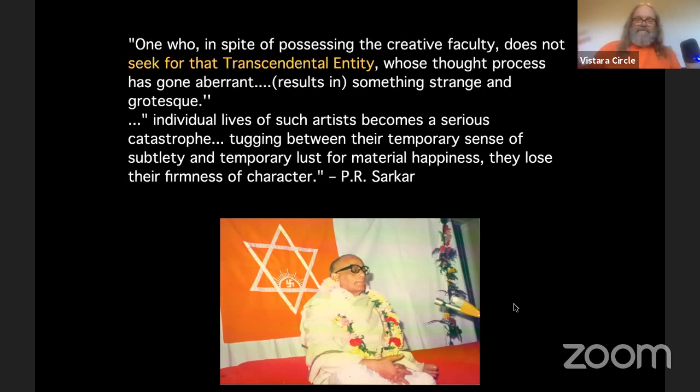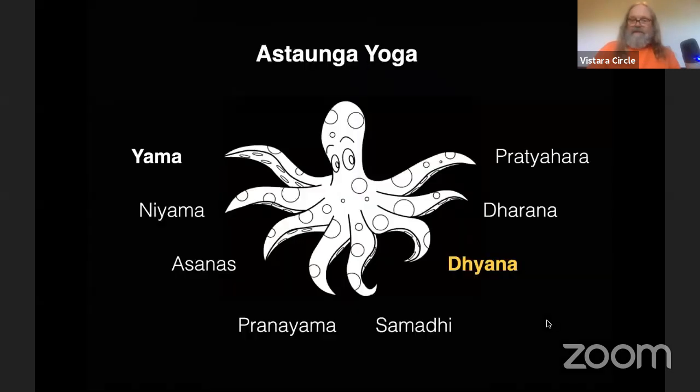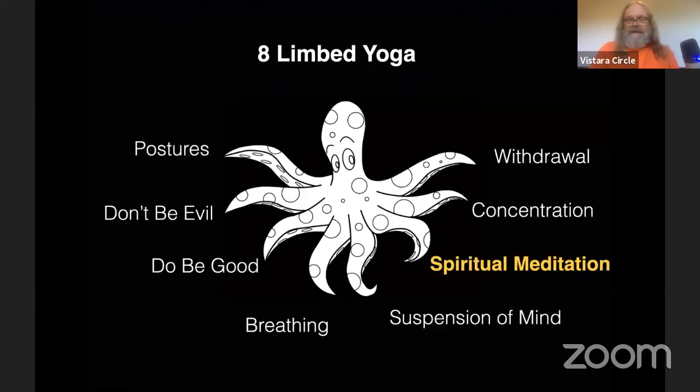Then that experience of the sublime becomes more and more a part of your everyday experience, and you, as a part of that, you change. You become more the kind of person that you really would love to be. So what are we doing? Seeking for that transcendental entity. That is dhyan. That is the meditation on the limitless self that I've been talking about here. So it's actually the seventh limb of Ashtanga Yoga, dhyan, or spiritual meditation.